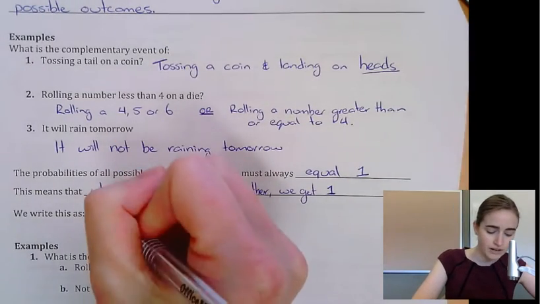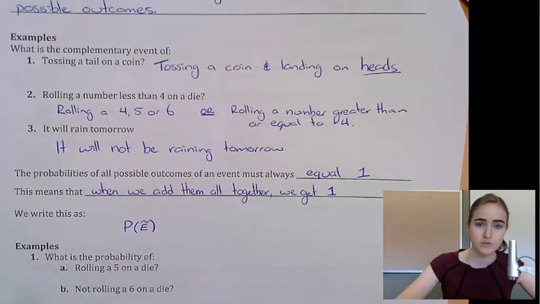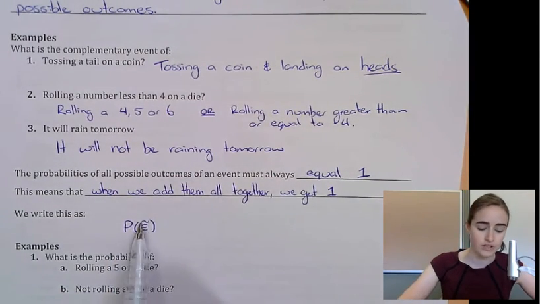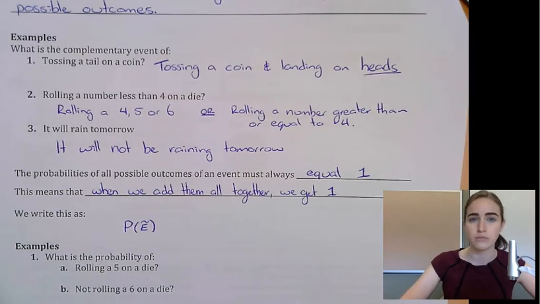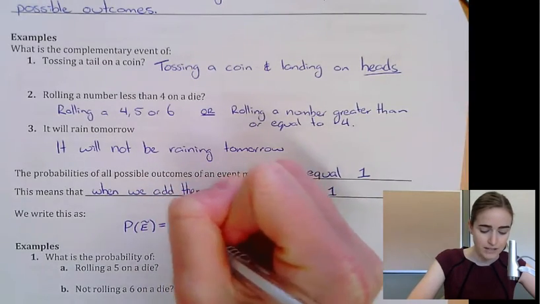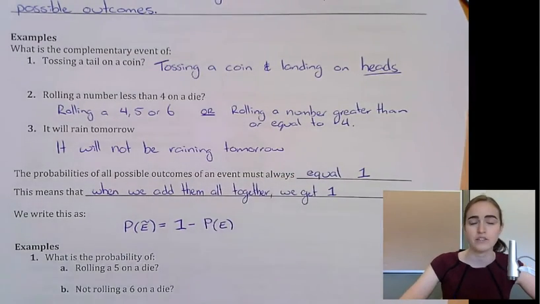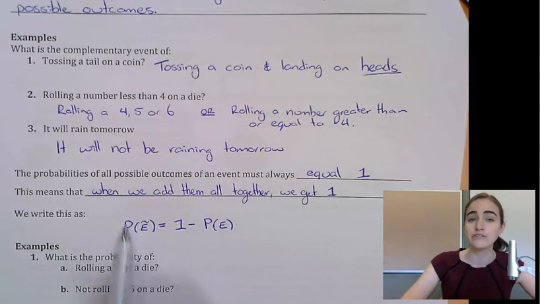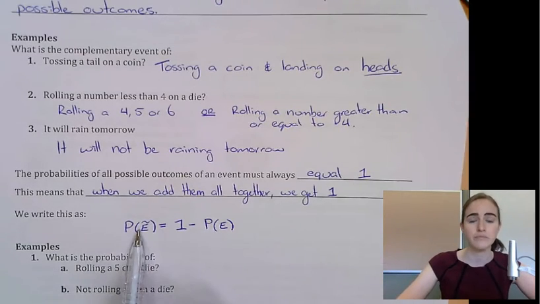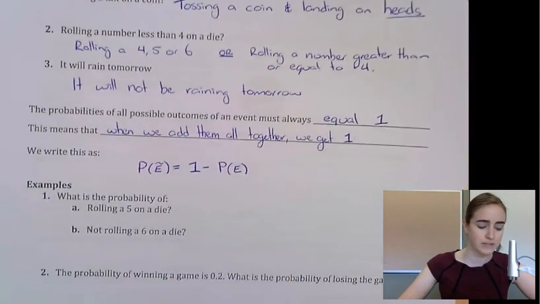And how we can write it is the probability of an event not happening. So we've got an event E, and we want that to not happen, so we put this little squiggle on the top of it. So the probability of this event not happening is going to be equal to 1 minus the probability that that event will happen. So rather than figuring out lots of different probabilities and adding them all together, we can find the probability of one event and we can go 1 minus that answer. So let's have a look at some examples.